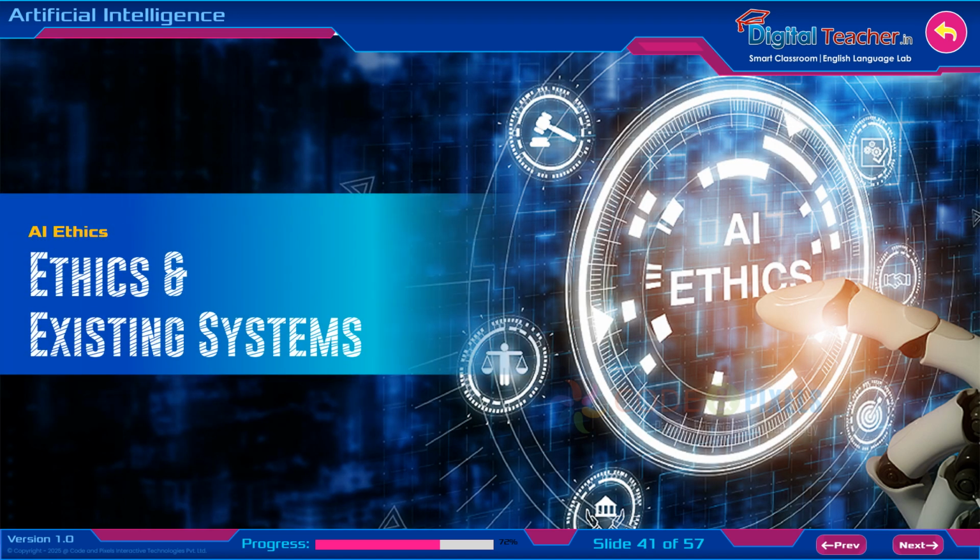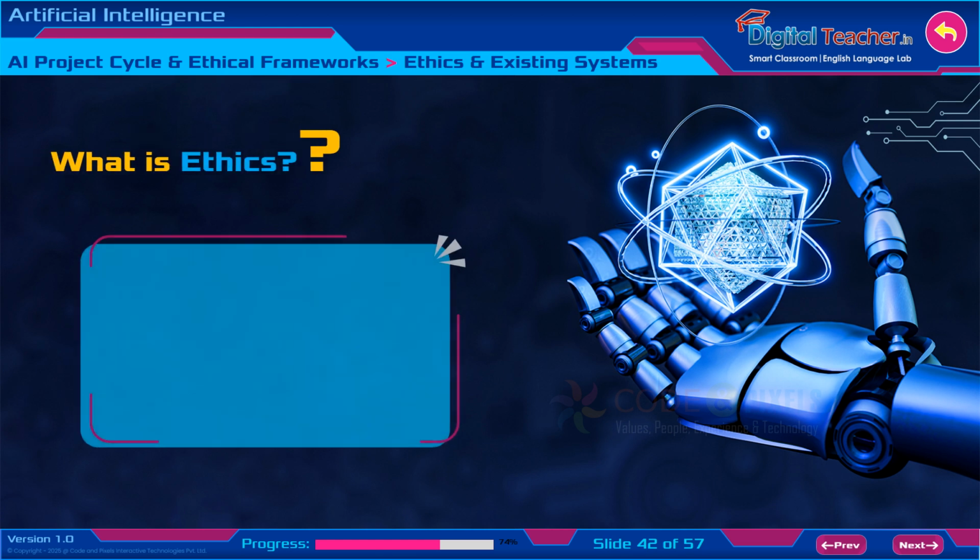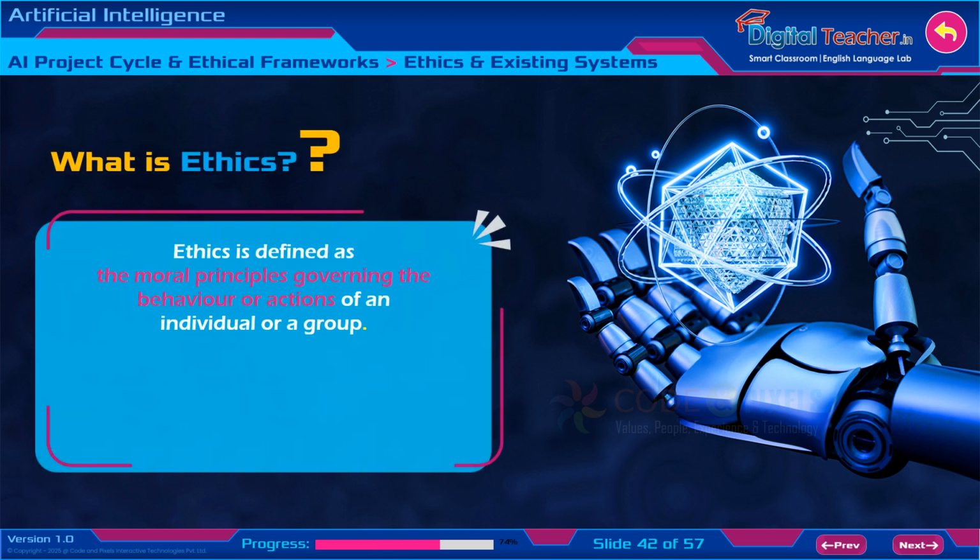Ethics and existing systems. What is ethics? Ethics is defined as the moral principles governing the behavior or actions of an individual or a group. In other words, ethics are the rules that help us determine what is right or what is good.